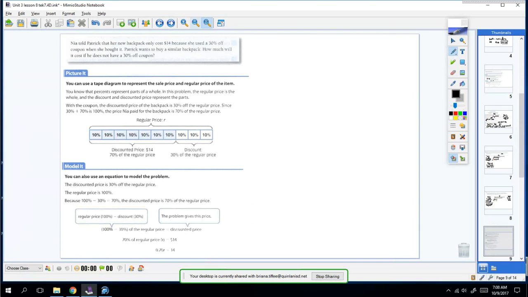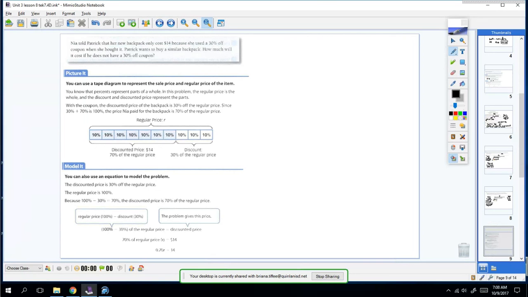Okay. Next question. Naya told Patrick that her new backpack only cost $14 because she used a 30% off coupon when she bought it. Patrick wants to buy a similar backpack. How much will it cost if he does not have a 30% off coupon? Okay, this is a little bit backwards.